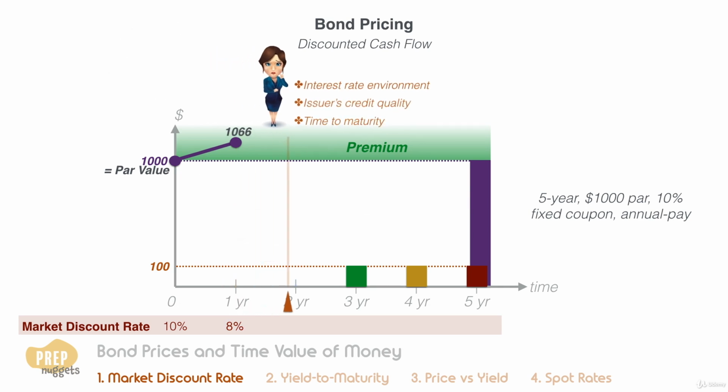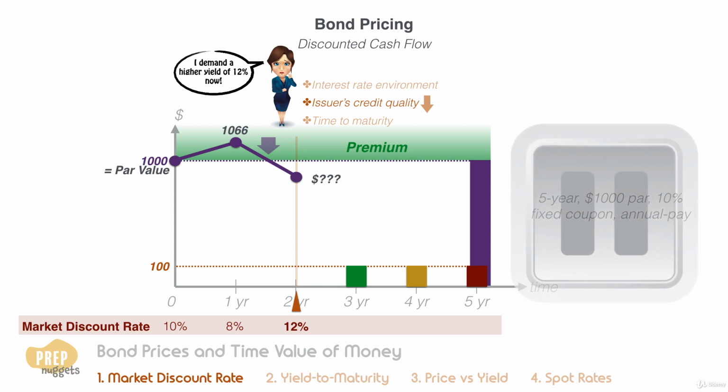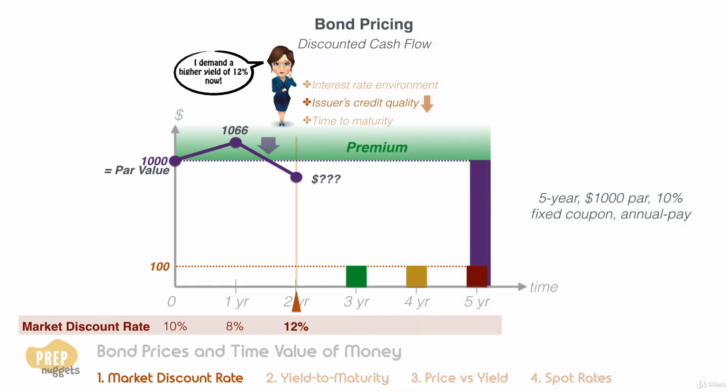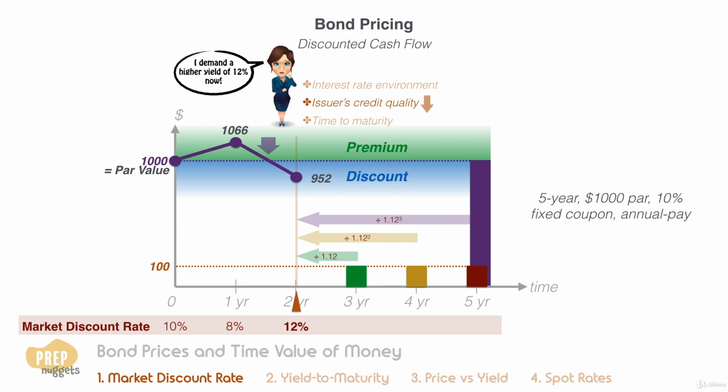Let's assume that in the next year, the credit quality of the issuer fell drastically due to an accounting scandal. The market discount rate rises to 12%. This time, why don't you try to calculate the price of the bond when the market discount rate of the bond is at 12%? You may pause the video now to calculate using either of the two methods we've discussed earlier. And we're back. Again, discounting back all the future cash flows by 12% and adding them up, we get a price of $952. This bond is described as trading at a discount because the price is below par value.